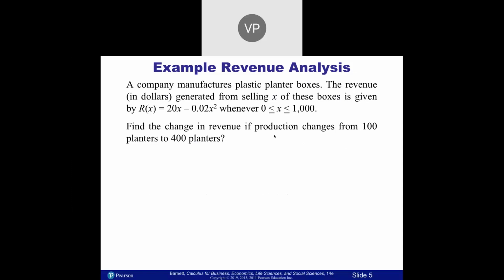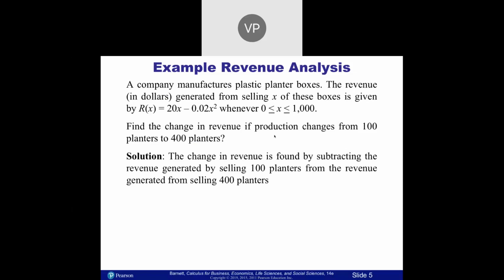Okay, so now we get a company. They make plastic planter boxes. The revenue is given by this formula, and it only applies when x is between 0 and 1,000. They want to find the change in revenue if production changes from 100 planters to 400 planters. Remember, you were at 100, you increase to 400. They want to know how the revenue is going to change. So I can see right now we're increasing by 300 planters, but we want to figure out how much the revenue changes.